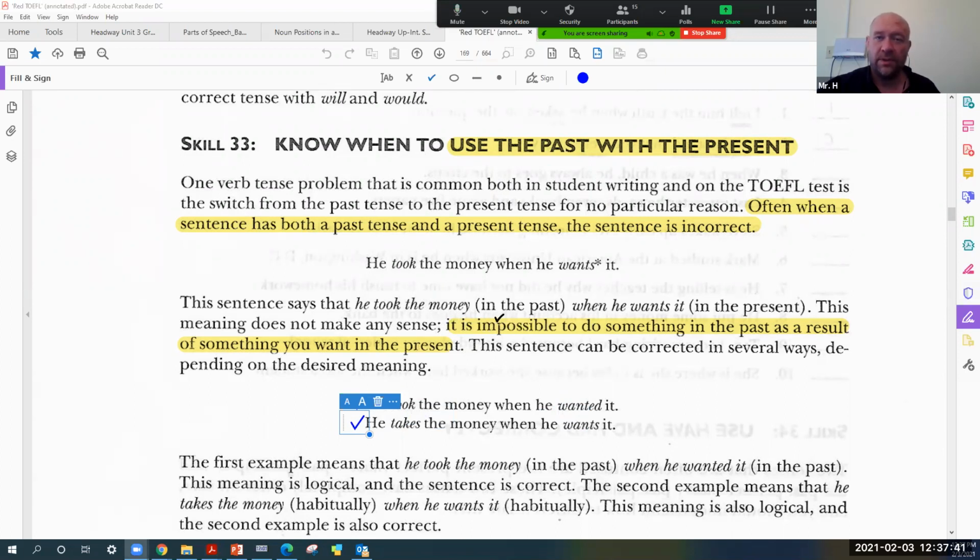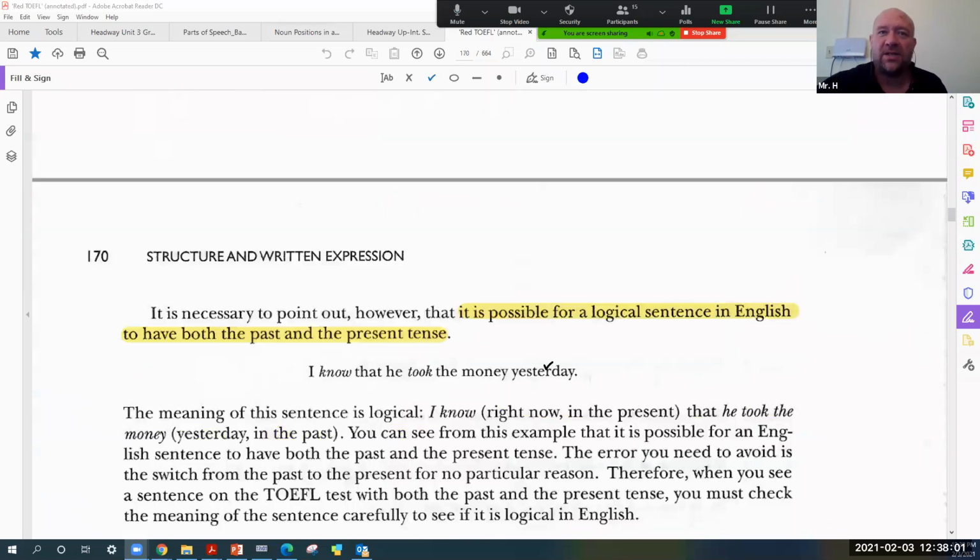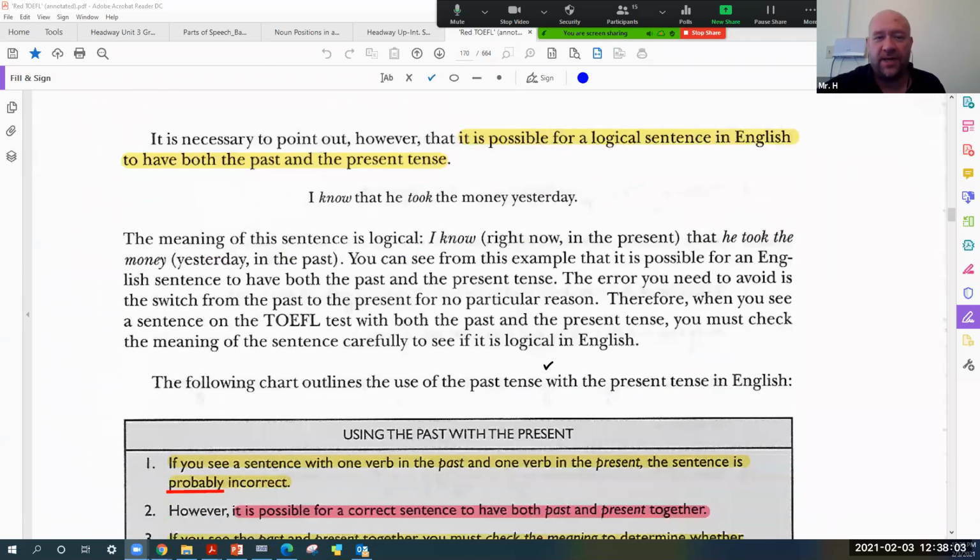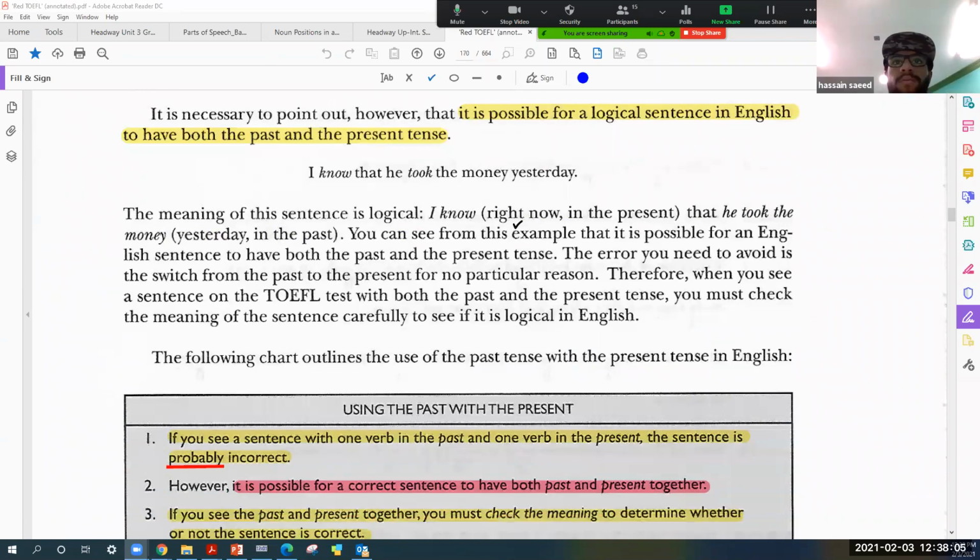It is impossible to do things in the past as a result of something you want in the present. Right? You can't do something in the past because of something that you want now. That's not logical. All right, let's go to the next page, gentlemen. Next page. Ayed, can you read this?